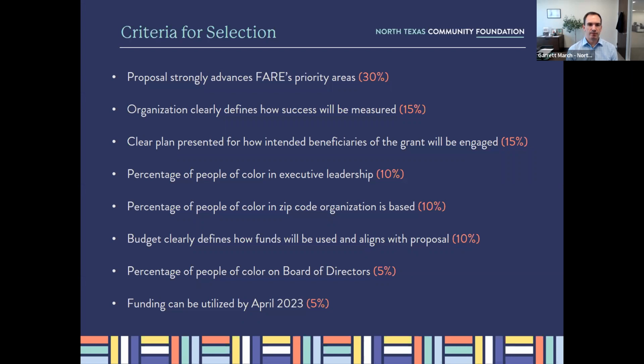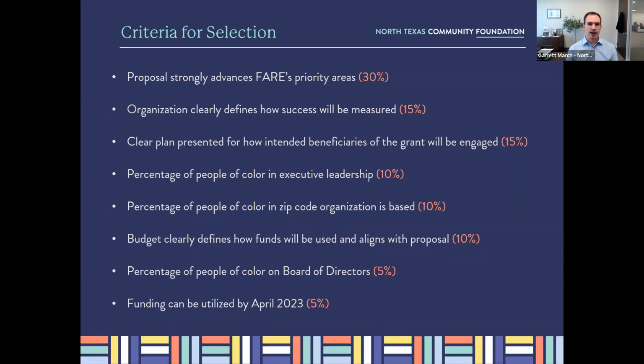So the most strongly weighted question on here is that the proposal strongly advances FAIR's priority areas. So it has to address one of those three priorities that we just went over. It might address more than that, but it has to address at least one. And you have to make the compelling case to the committee that this work is really going to fit well into one of those categories and advance that category in our community.